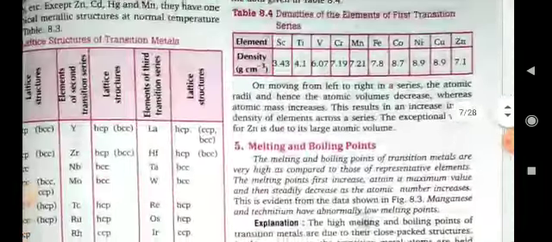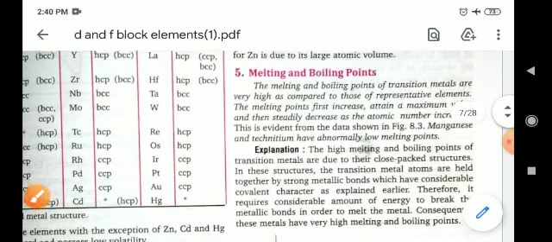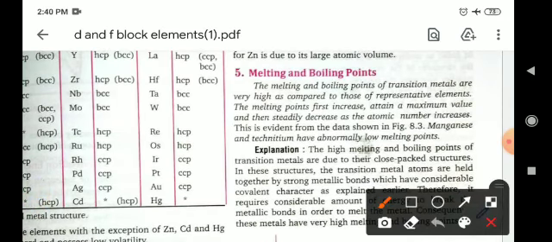Now come to the melting and boiling points. As we know, all the elements of transition metals are metals, due to which the melting and boiling points of transition elements will be high. The melting and boiling points of transition metals are very high as compared to those of representative elements, meaning s and p block elements.